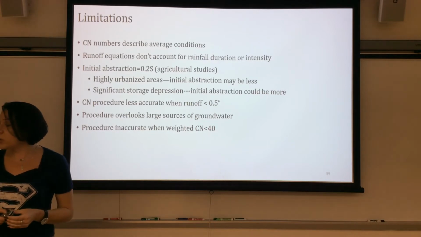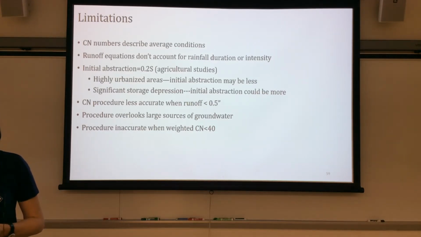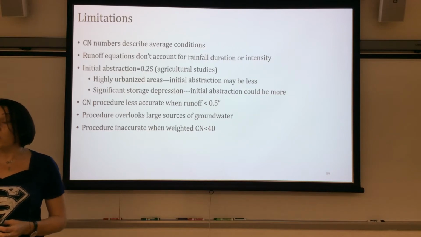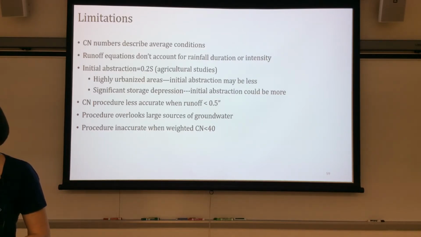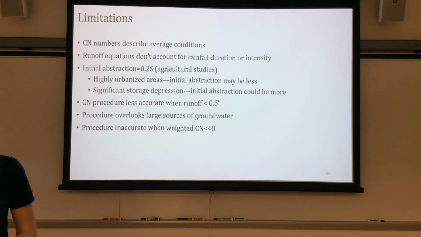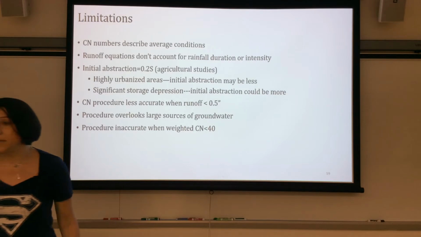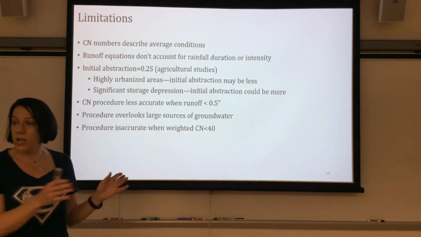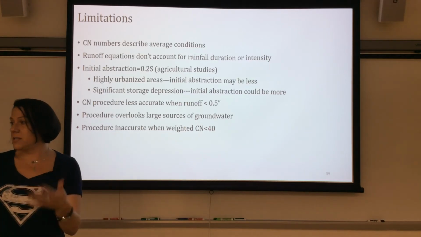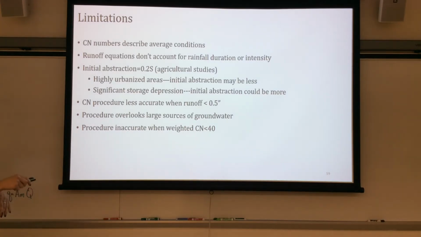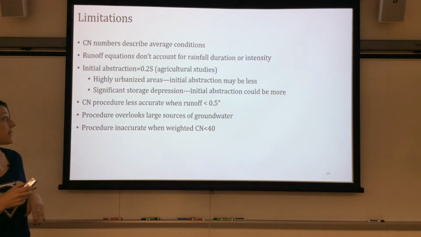Okay. The procedure overlooks large sources of groundwater. And lastly, the procedure is inaccurate when the weighted curve number is less than 40. And that's very rare. A curve number less than 40, somebody's going to question that. That means most of the ground is going to be grass. And most of our development doesn't go from grass to more grass. It usually goes from grass to a subdivision, grass to a commercial development, grass to something like Disney. Okay, so it's very rare that it goes from a curve number that's low to staying low.